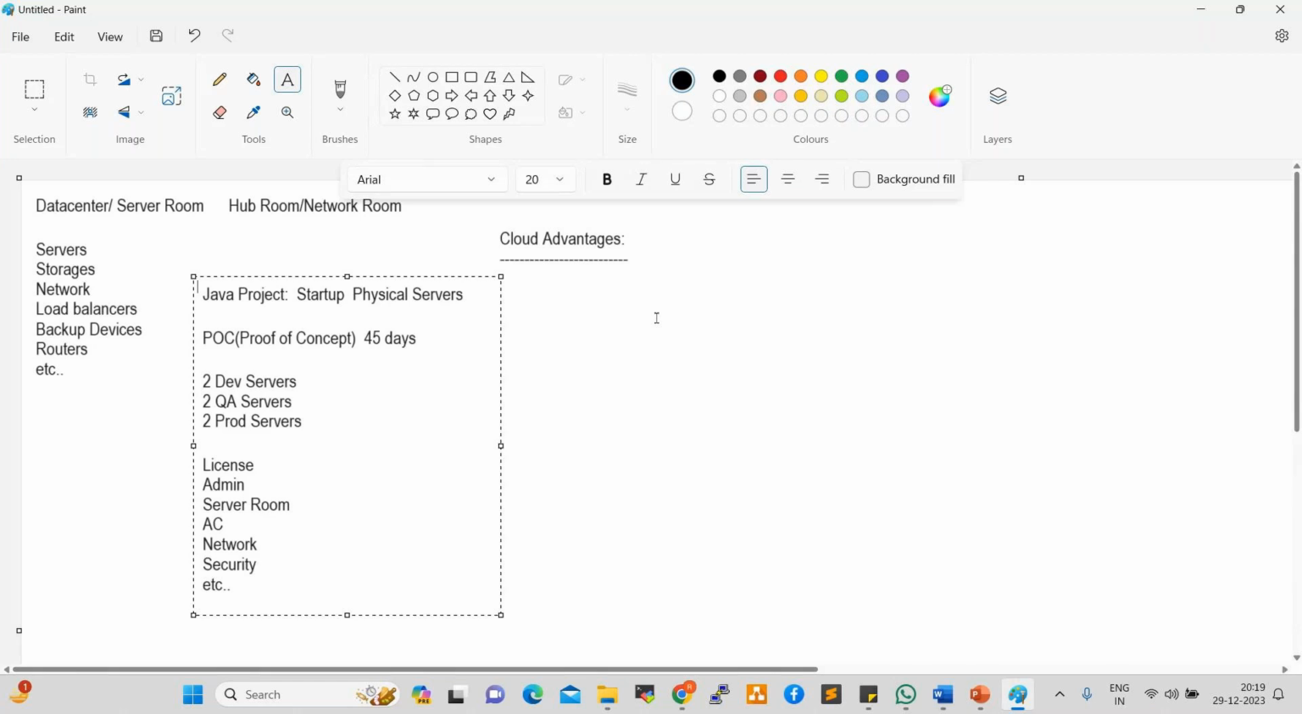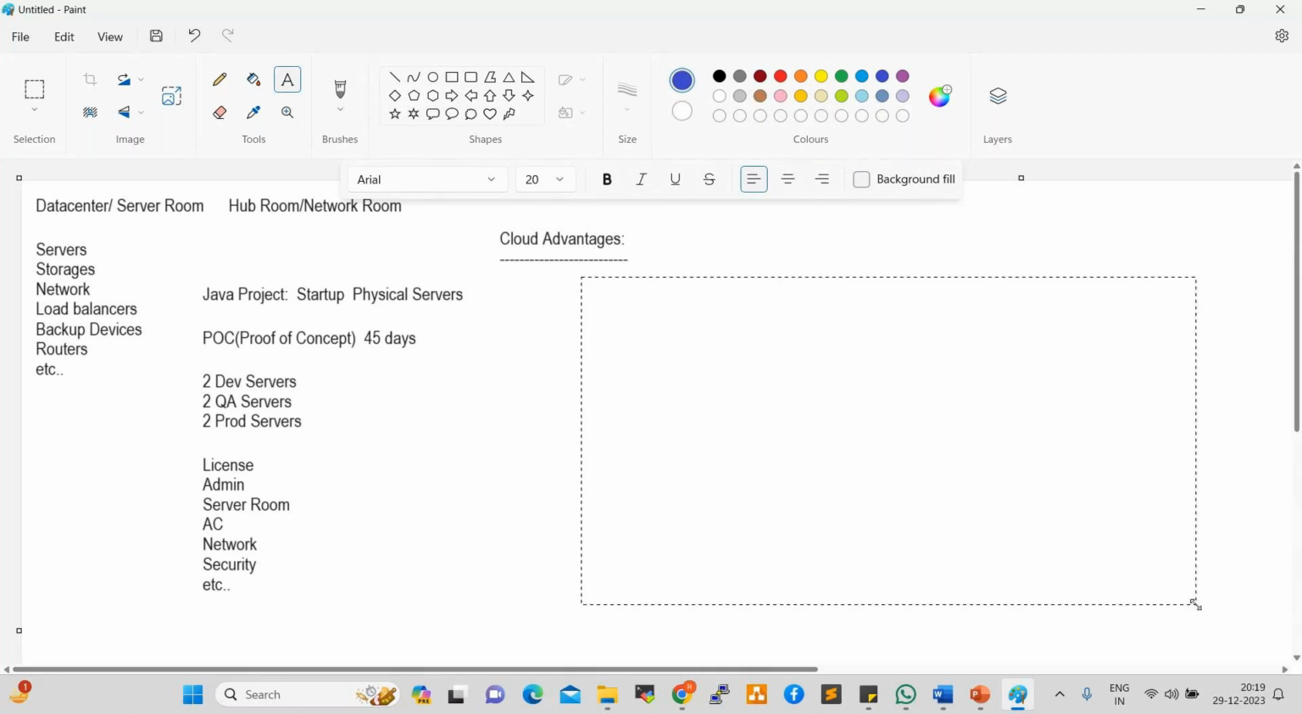Okay. Yeah. So same Java project. So this is the physical environment, right? Now we'll talk about the cloud environment. So same Java project, startup. So this is the cloud server setup.